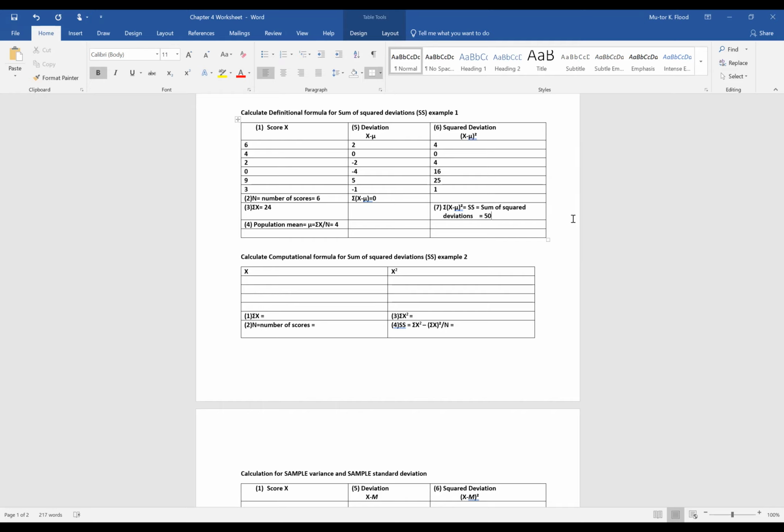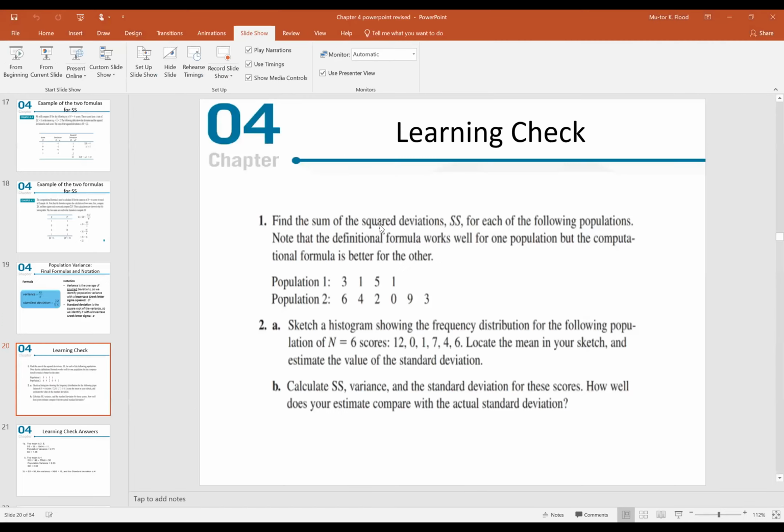All right. And so let's work on the next problem, right? So in the population 1, the numbers were 3, 1, 5, and 1. For this one, it's easier to use the computational formula because the mean turns out to be a fraction or a decimal. So that's a little bit harder to work with due to things like rounding error. So let's work on that.